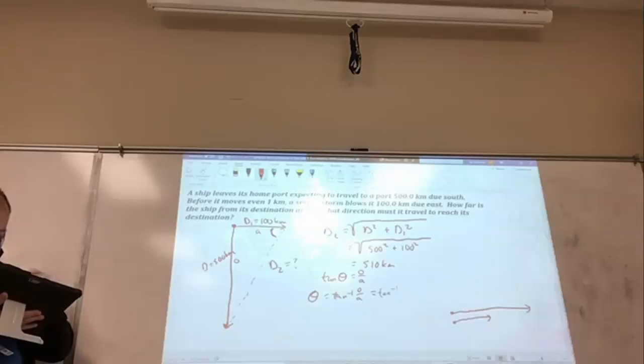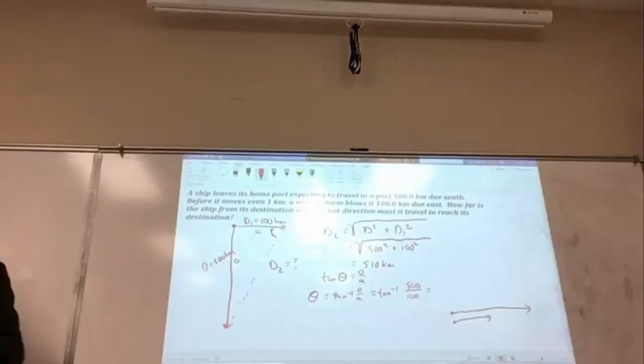tangent to the -1 of 500 kilometers over 100 kilometers. Again, it's a ratio, so I don't need units. So I'm going to go second tangent 500 divided by 100. I get 78.7 degrees.